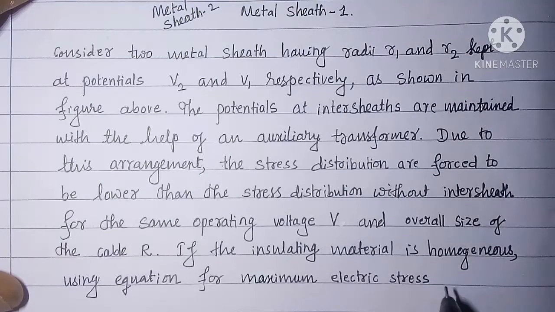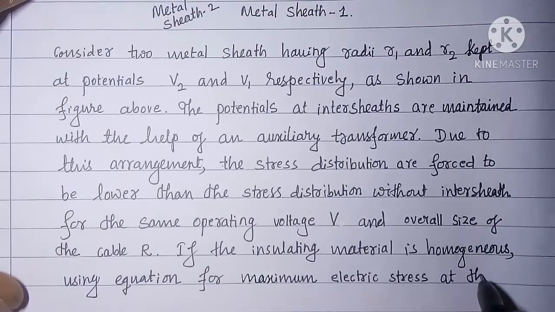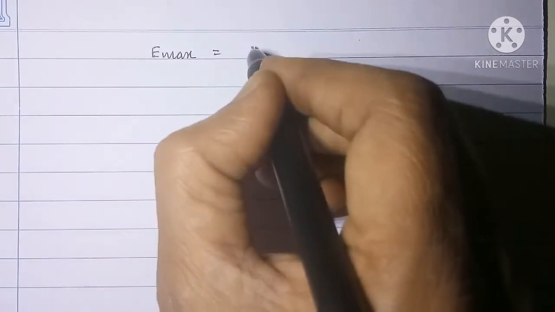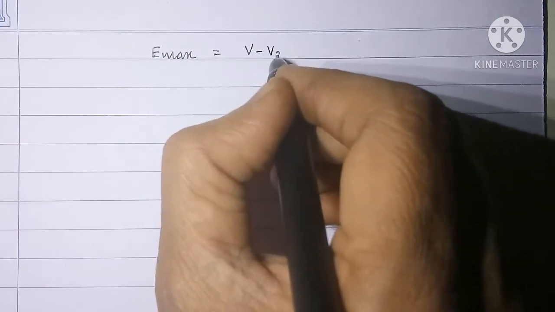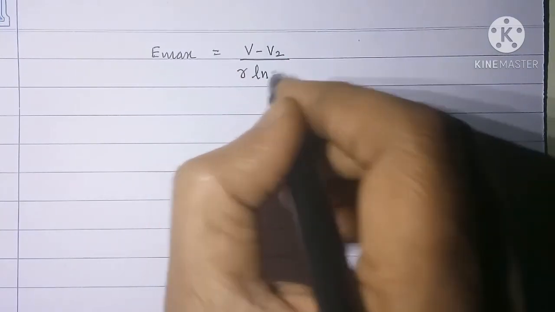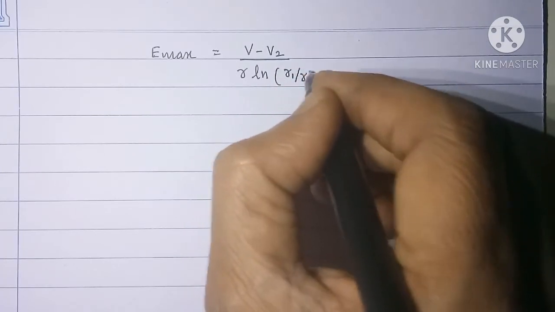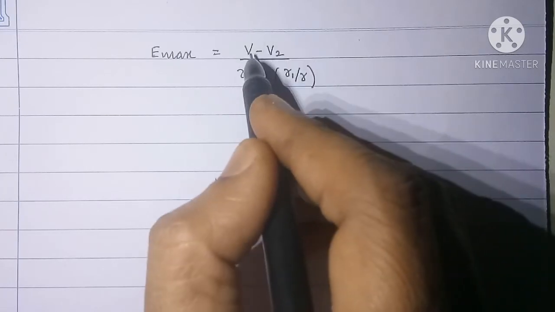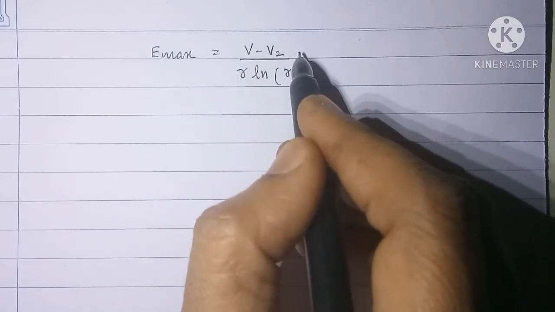Using equation for maximum electric stress at the conductor surface, Emax equal to V minus V2 divided by R into ln of R1 by R. Here V minus V2 is the potential difference between the conductor surface and first insulator surface.